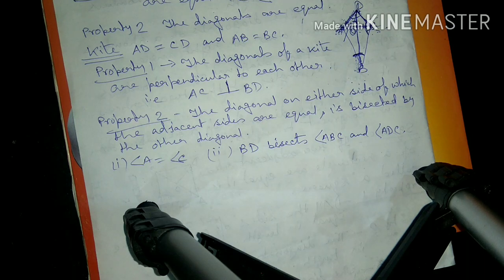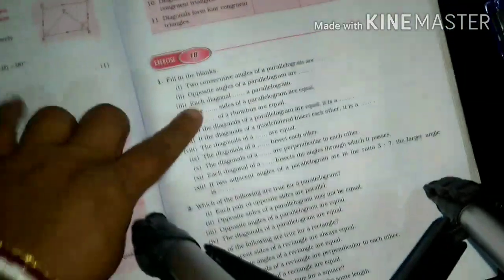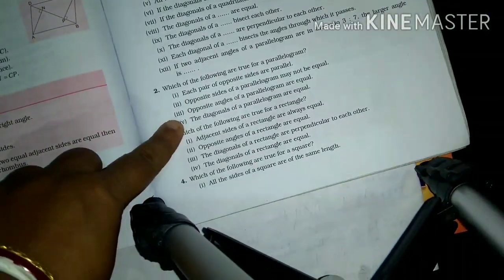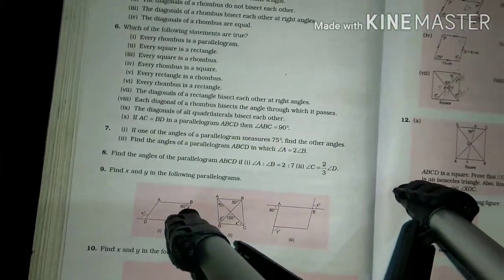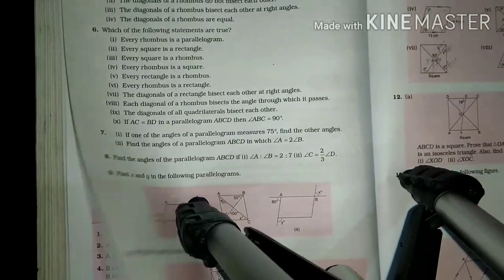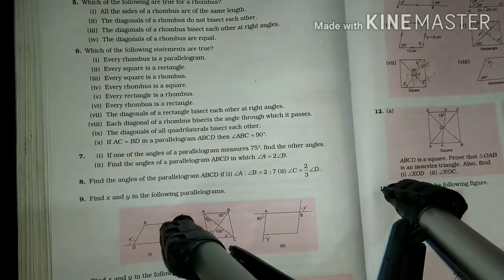So with all these properties, you will complete exercise 1B up to question number 6. Up to question number 6, all the properties are given. There are fill in the blanks, then true or false. Parallelogram, quadrilateral, rhombus, all which I have discussed. So till number 6 you will complete after watching this video.